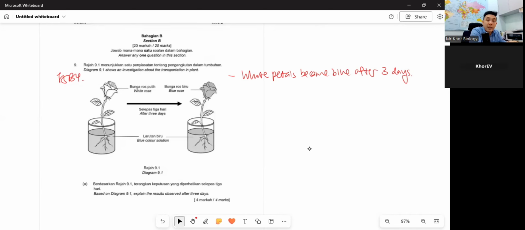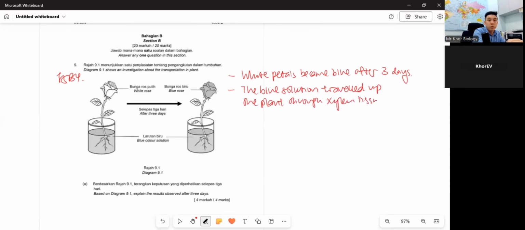Why did it become blue? Because the blue solution traveled up the plant through xylem, through xylem tissue. And we can explain a little bit about xylem.